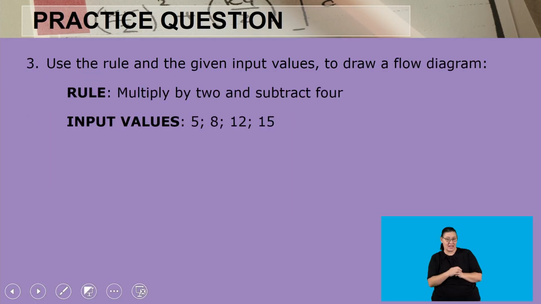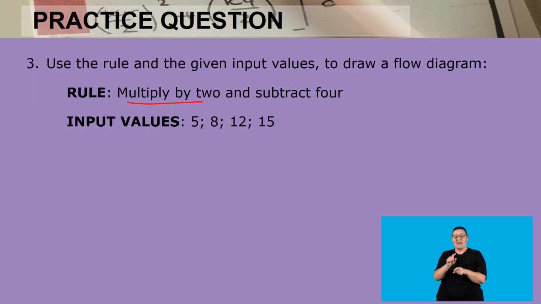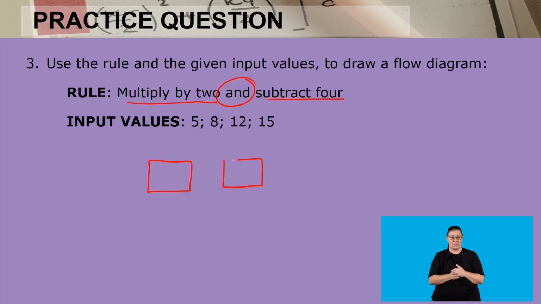The next one there says, use the rule and the given input values to draw a flow diagram. So again, we are required to draw a flow diagram. But look at the rule here. It says multiply by 2 and subtract 4. So this means that our flow diagram is going to have 2 parts of this rule.